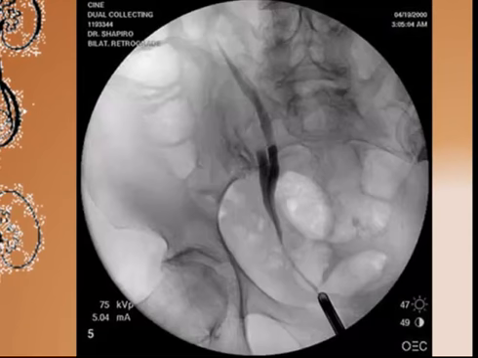Now, a retrograde pyelogram is a surgical procedure where they will inject contrast media into the ureter directly. To do this requires them to introduce a cystoscope into the urethra, into the bladder, and they'll pass a small catheter up into the ureter. Remember, they know where the ureters are. They're on the back wall of the bladder.